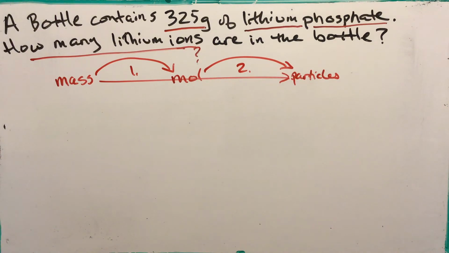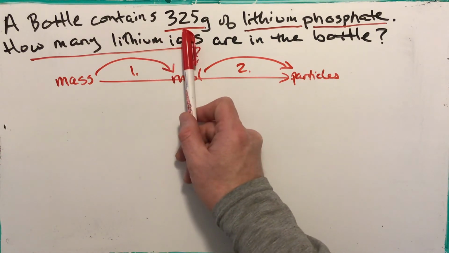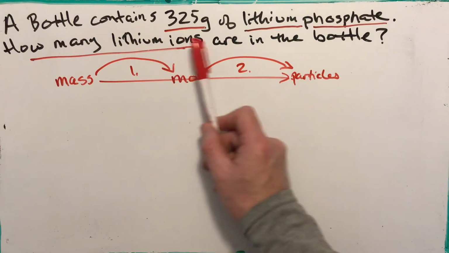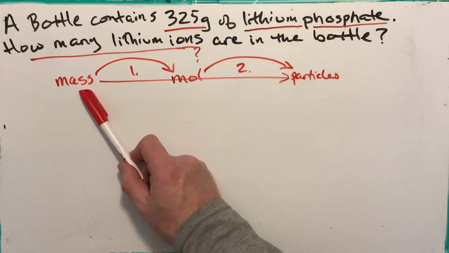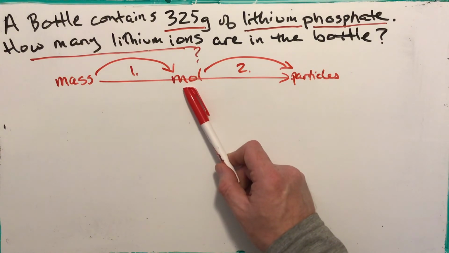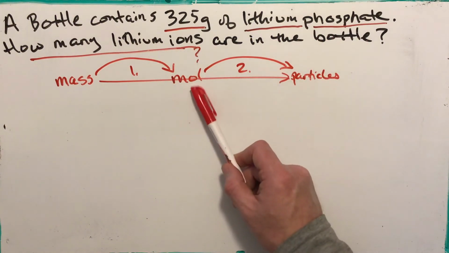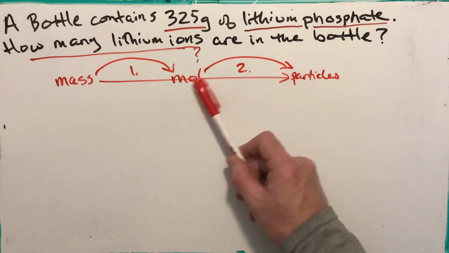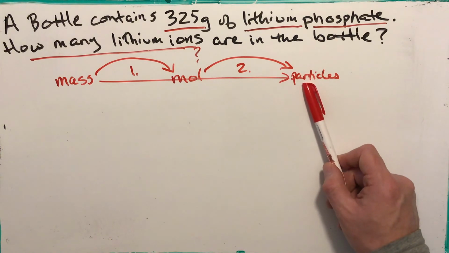But this is not the case. This one actually has an extra step on top of these two. And the reason is this. This mass is not of lithium. It's not 325 grams of lithium. It's 325 grams of lithium phosphate. So when I take that mass at 325 grams and I turn it into moles, I have to turn it into moles of what the 325 grams is. And it's lithium phosphate, not just lithium. So this will be moles of lithium phosphate. And then I'll turn that into molecules of, well, if it's moles of lithium phosphate, it has to become molecules of lithium phosphate.